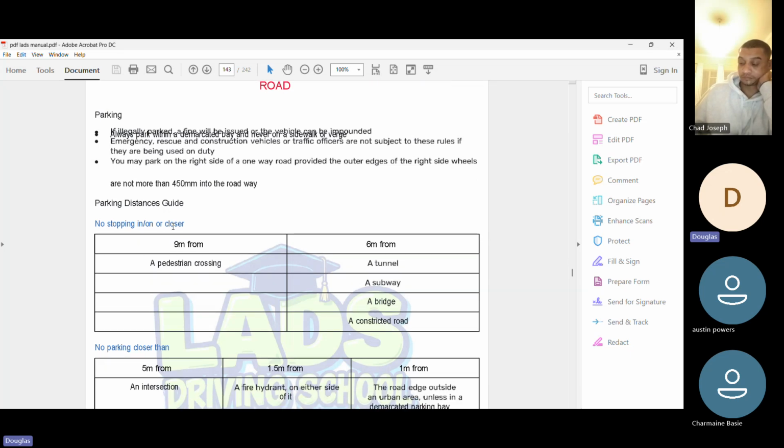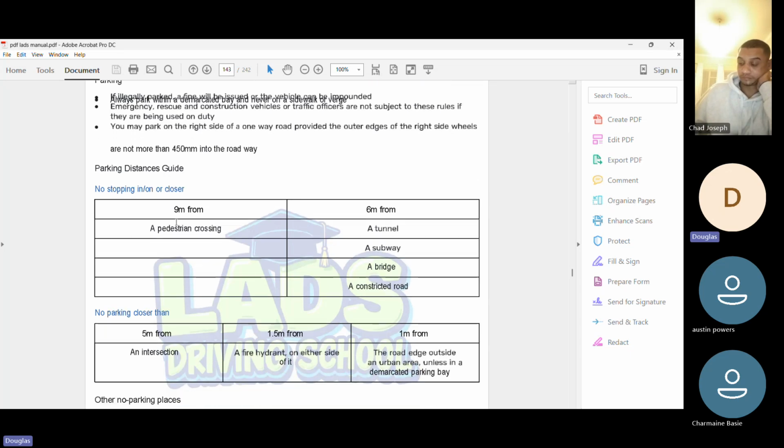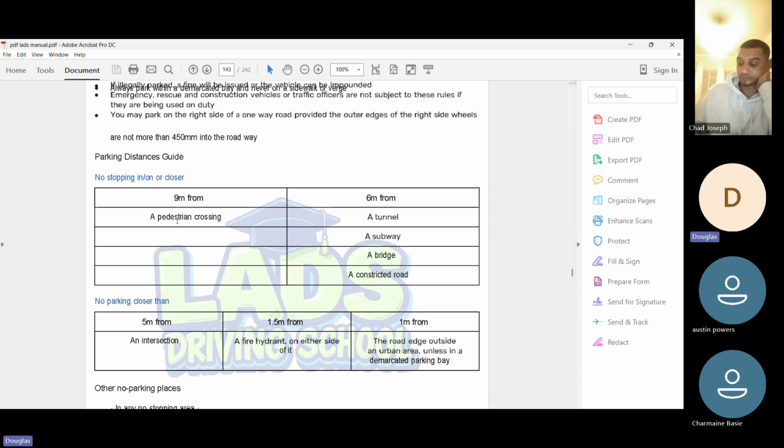Okay. So now there are certain rules that apply to parking. They're saying no stopping in, on, or closer than 9 meters from a pedestrian crossing. 9 meters. If there's a pedestrian crossing, you're not allowed to park near it. You can only stop 9 meters after that pedestrian crossing.